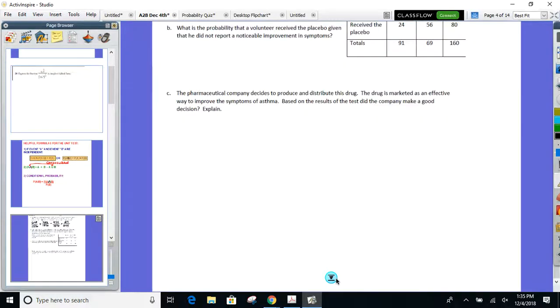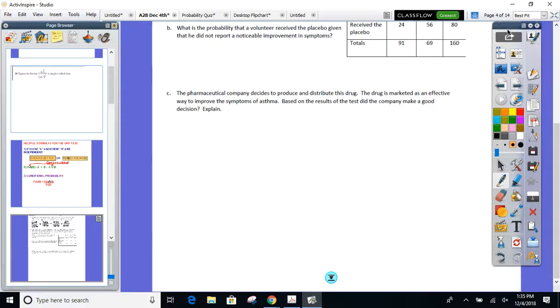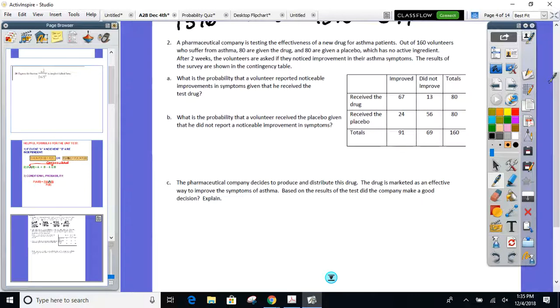All right, here we go, guys. Next one, just before we go, cross off part C. I'm not going to ask these type of questions tomorrow. Based on these results, is it a good decision or not? I don't care. I want you to just find the results.